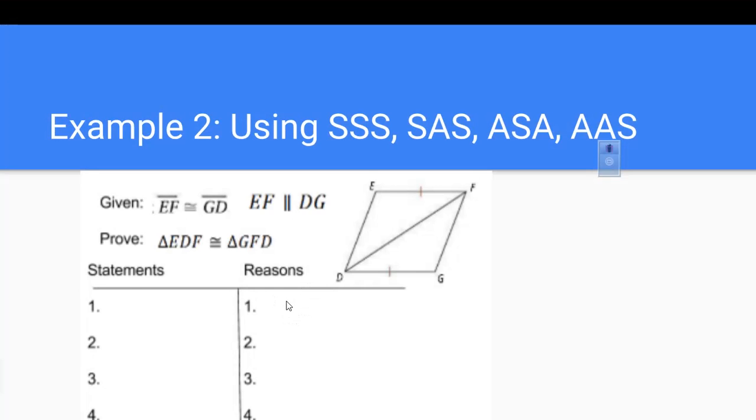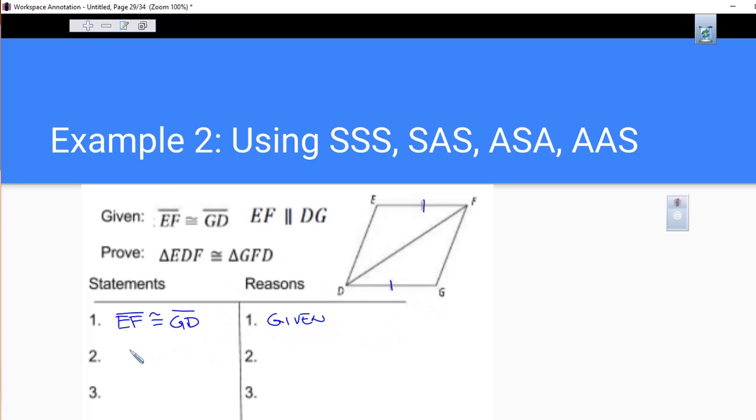Some of these I'll have you work out by yourself, but in the first few we're going to work together. So now we have one that tells us we have a congruent statement here, and part of it also tells us we have parallel lines. Once again, we're going to start off by writing down our given statement. So we have EF congruent to GD. That's marked right here, EF and GD. So this is going to be given.